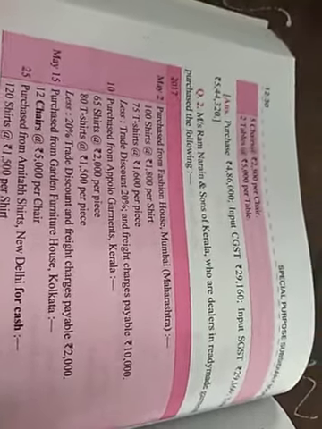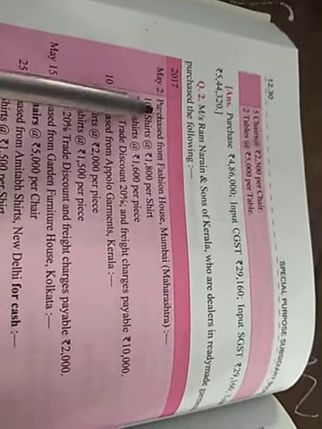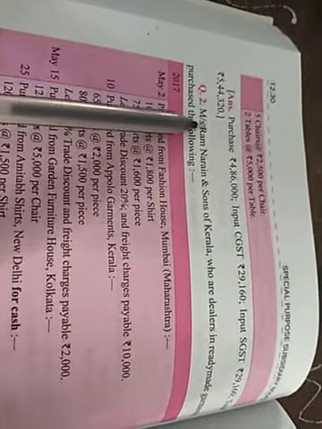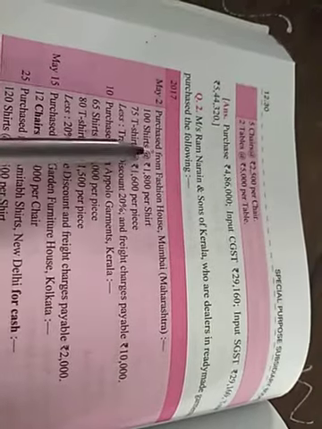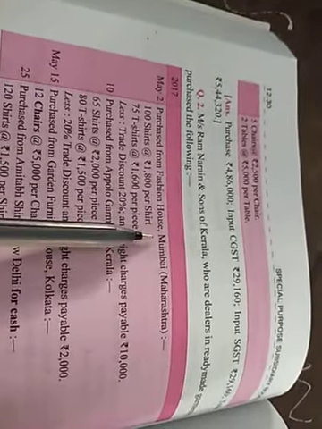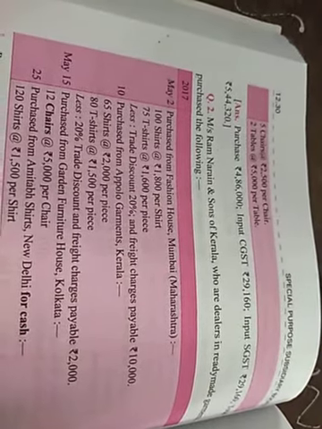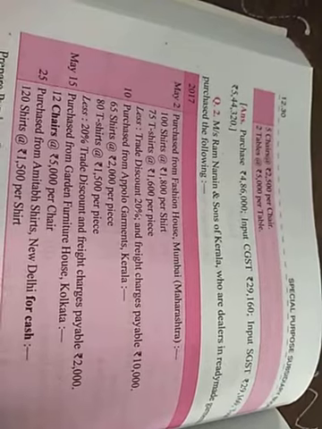So first of all, we have on 2017 May 2nd, purchase from Fashion House Mumbai. We are passing entries for Ram Narayan and Sons of Kerala. They have purchased from Mumbai. So Mumbai is in Maharashtra, which is another state. Now whenever you purchase something from another state, it will be entered in the IGST column. You will not enter it in CGST or SGST.